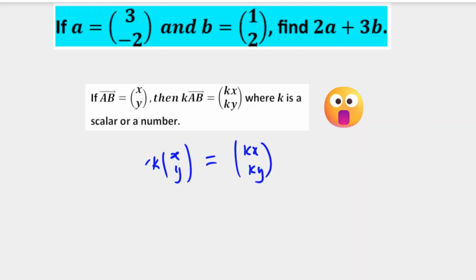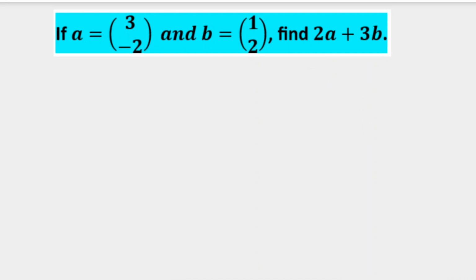So this k is called the scalar or a number. It can be any number. It can be a fraction. It can be a negative number. It can be a positive whole number. In fact, it can be any number. So that is the scalar or the number for you. So let's answer the question.